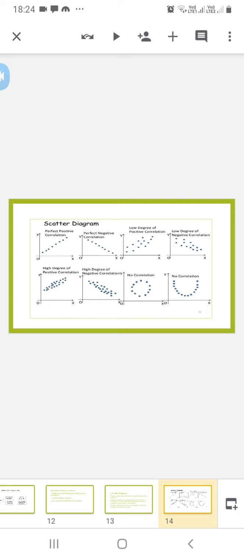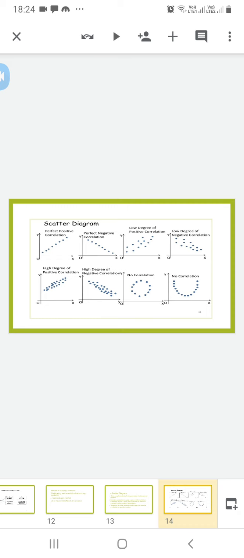So see here, if the points are very dense, that is very close to each other, a fairly good amount of correlation, a high degree of positive correlation, may be expected between the two variables. On the other hand, if the points are widely scattered, a poor correlation may be expected between them.